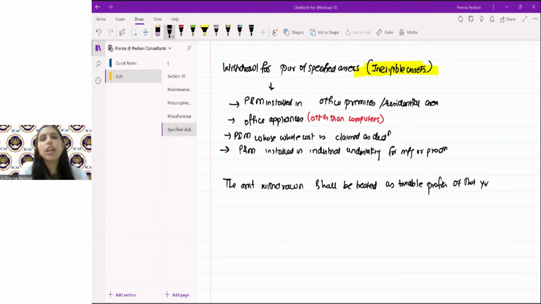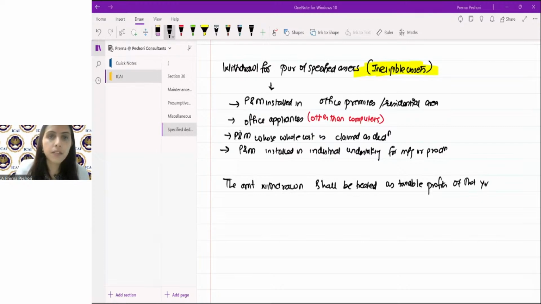Next is, if I have withdrawn the amount and I have not utilized it, where any amount is withdrawn but it is lying idle because it is not utilized in accordance with the scheme or deposit, then the unutilized amount shall be deemed to be the profits and gains chargeable to income tax as the income of the previous year. Are we clear?